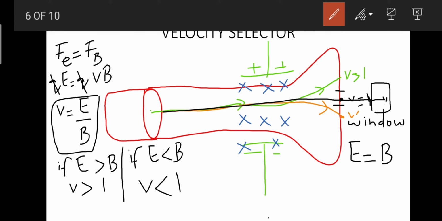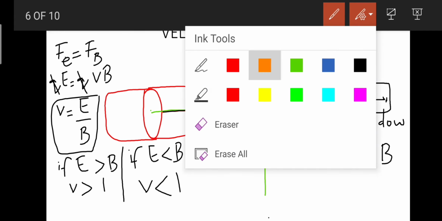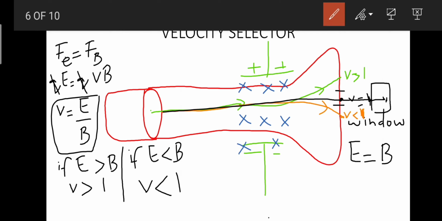V is basically going to be, so at this particular point we see that V is smaller than 1. And the third case, if the value of E and B are equal to each other, if the value of E is equal to B, then what is going to happen? V would be equal to 1.